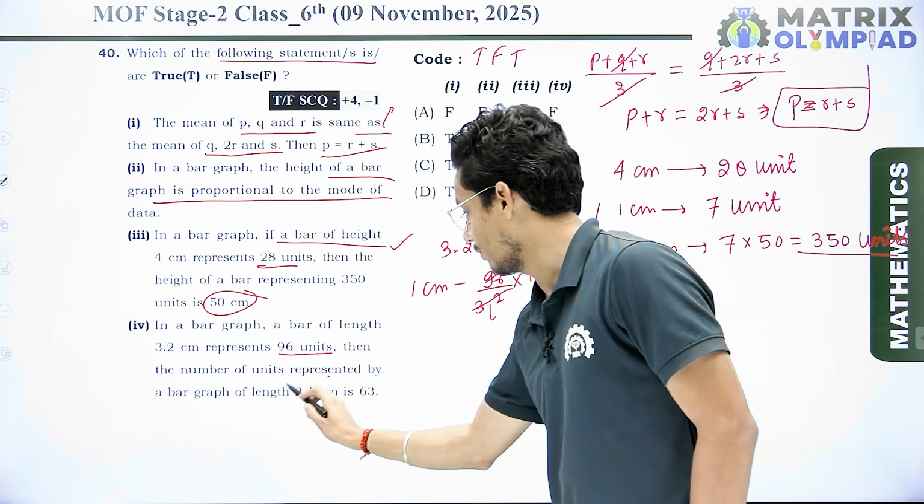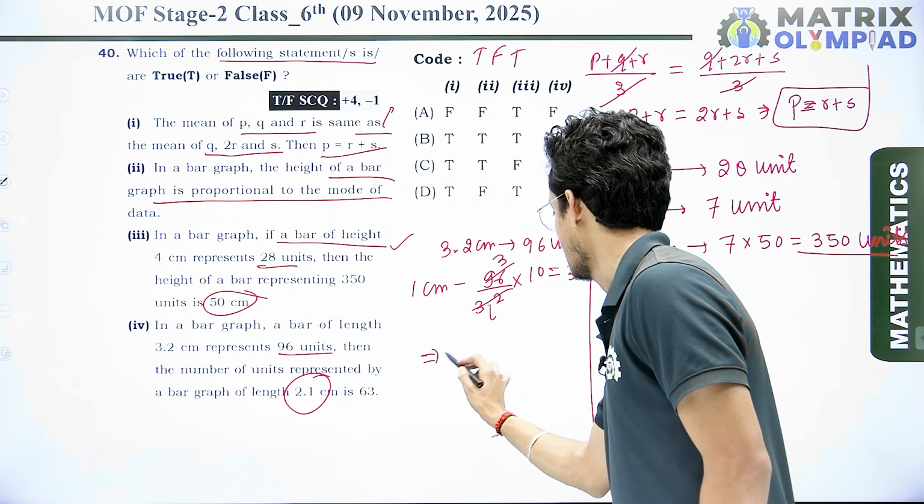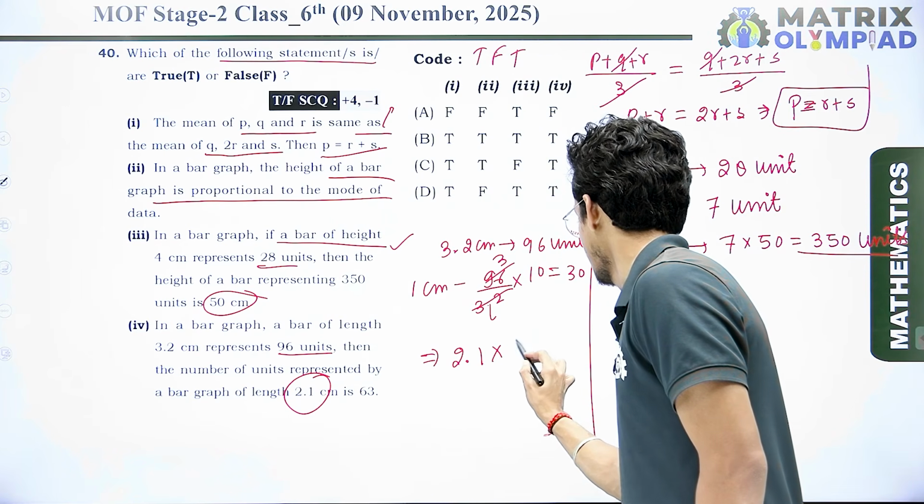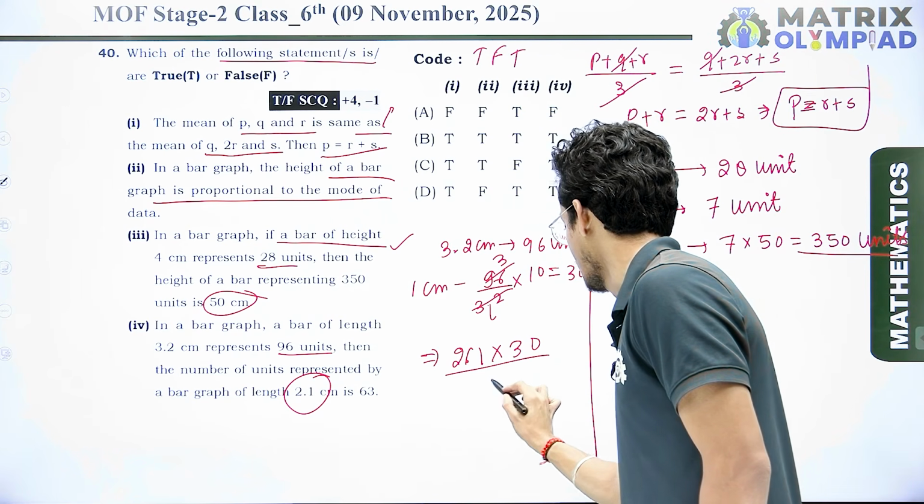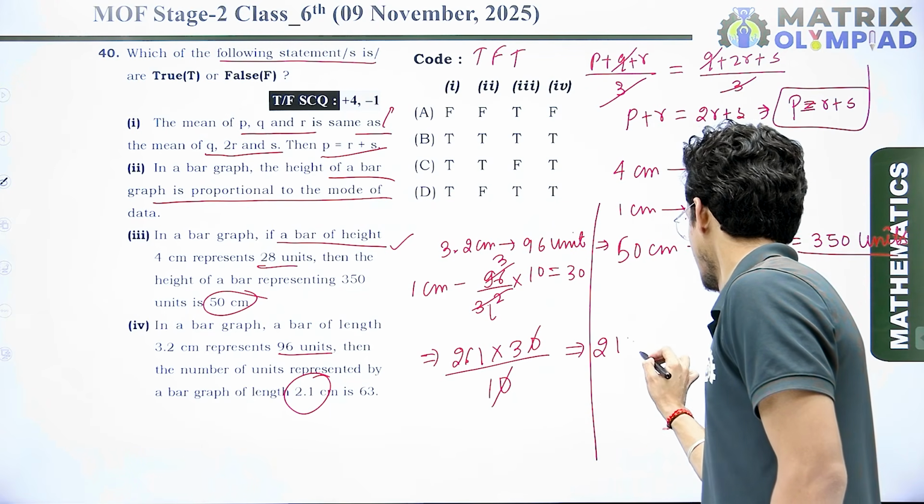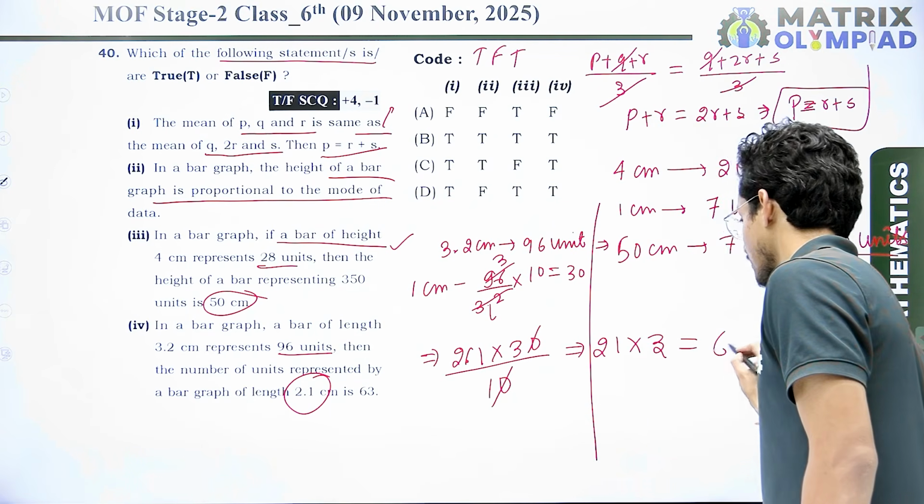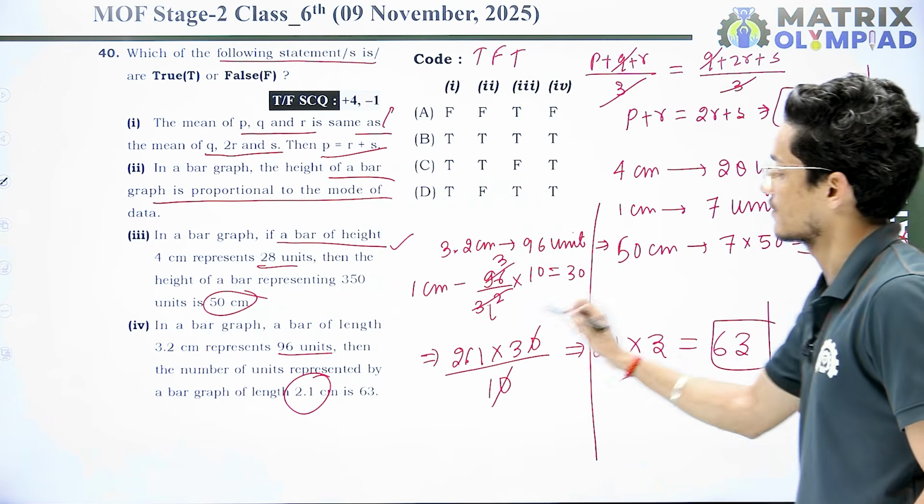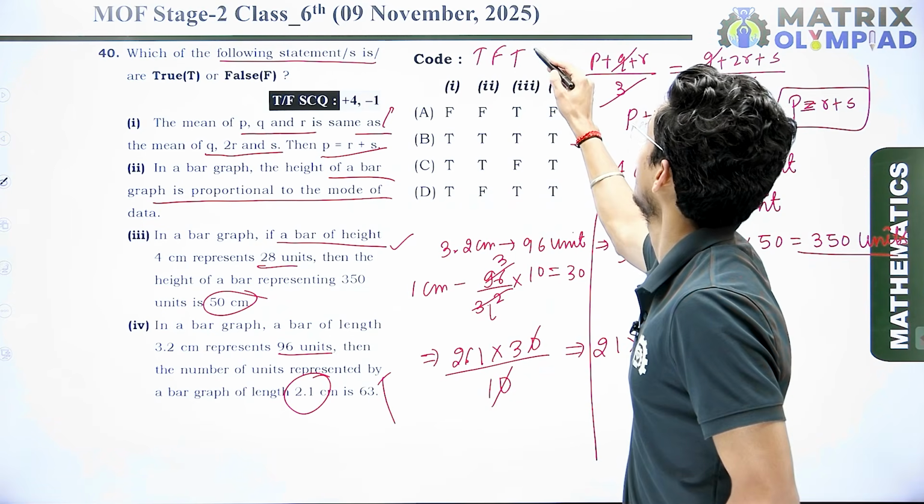Now here we have to find for 2.1 centimeter. So for 2.1 I can write here 2.1 multiplied by 30. When we remove the point, we divide by 10. So 0 and 0 cancel out. So here I can write 21 multiplied by 3, which is equal to 63 units. So this one is true. So I can write here true.